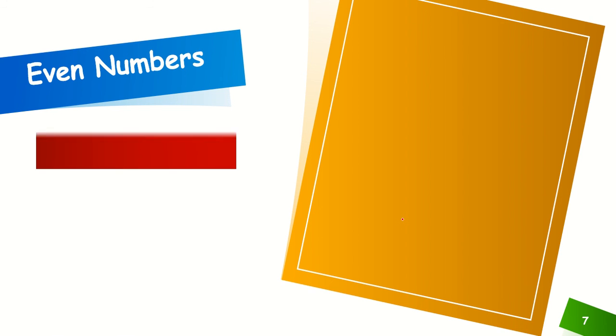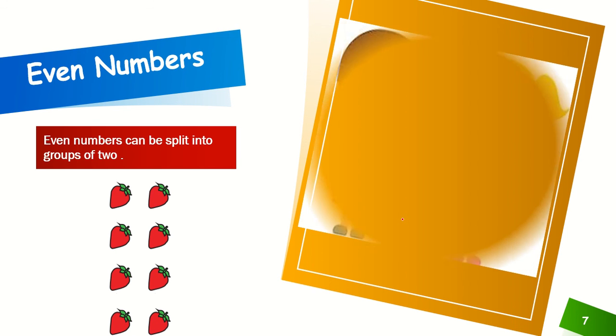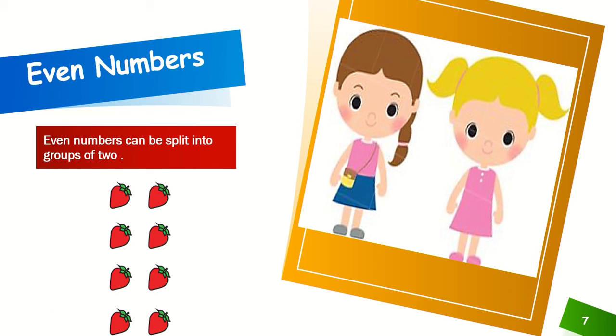Now let's have another example here. We have the same group of strawberries and the two girls are here too. The other difference is that we have 8 strawberries. We have 1, 2, 3, 4, 5, 6, 7, and 8 strawberries, and I'm going to split them into two equal parts. And as I can see here, every girl will get 4 strawberries. So I could split number 8 into two equal parts. So number 8 is going to be an even number.